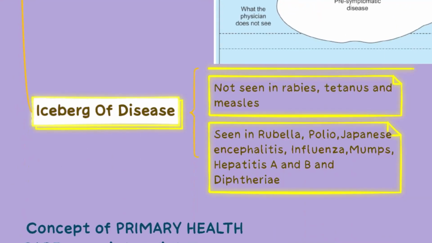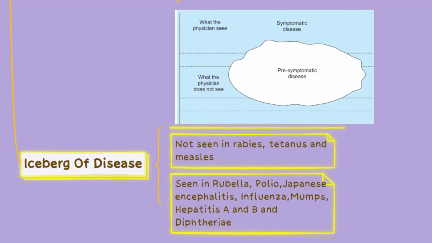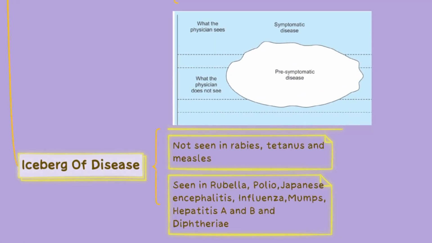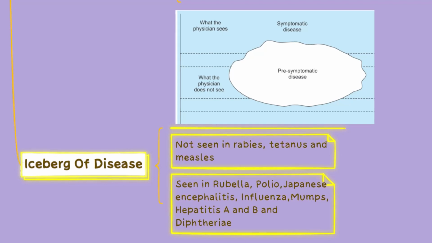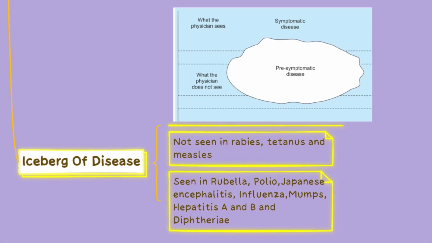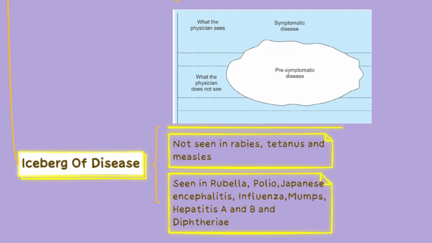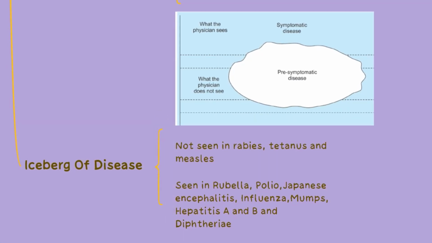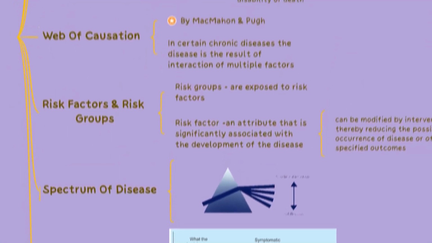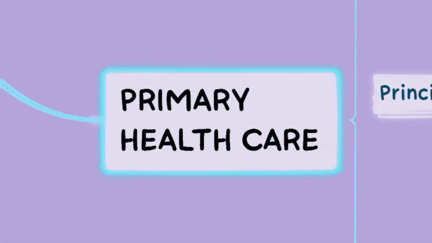Lastly, the iceberg of disease concept suggests that the visible or diagnosed cases of a disease represent only a small portion of the total burden of the disease in a population. The majority of cases, including mild or asymptomatic cases, remain unrecognized or unreported, similar to the larger submerged portion of an iceberg. You can go through the rest of the concepts as shown in our mind map. Coming to the next part.